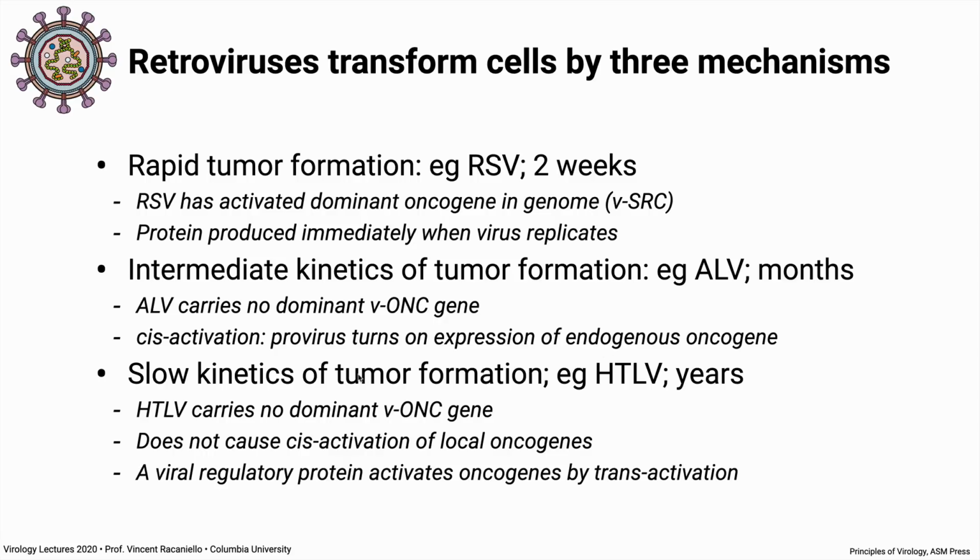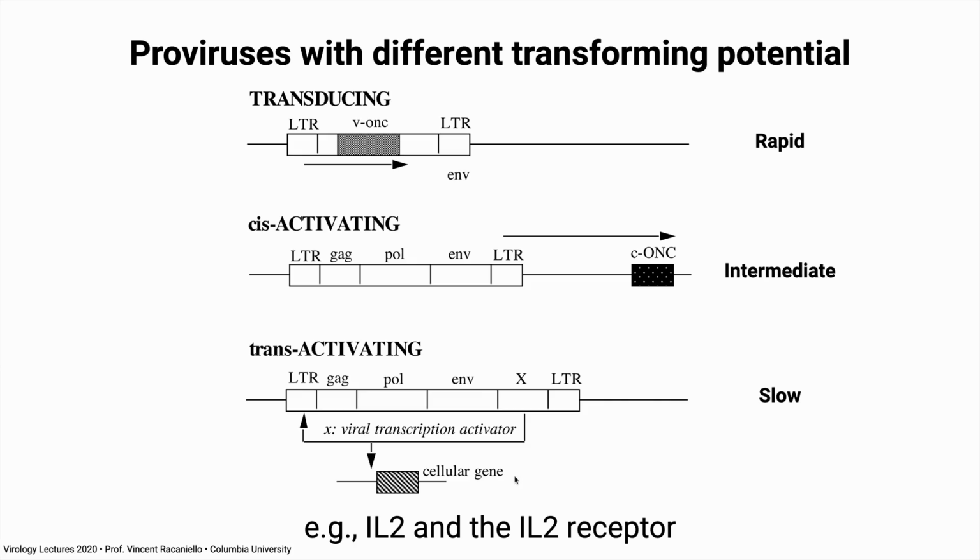And then we have viruses, retroviruses, that take years to cause tumors. Here's a human one, HTLV-1. There's no oncogene, doesn't cause cis activation, but rather a viral regulatory protein activates oncogenes by transactivation. So let me show you a picture of this to make it clear.